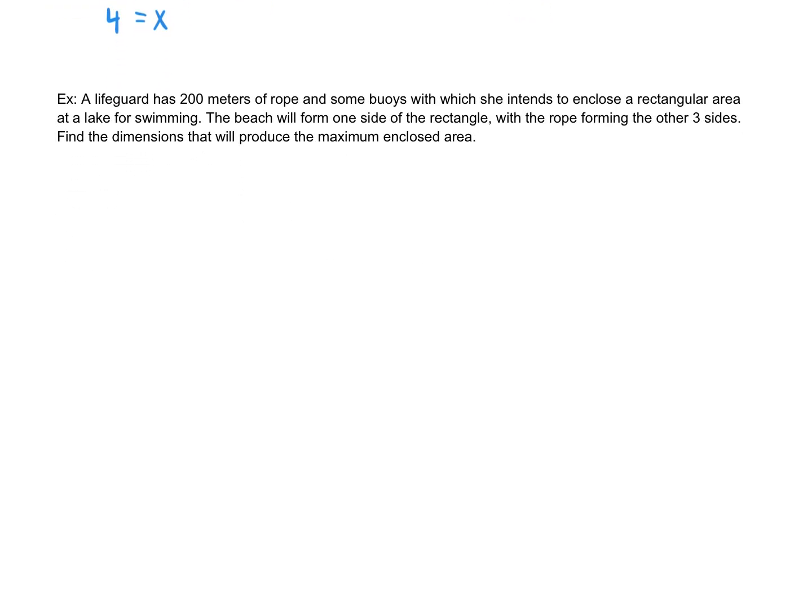Final example, also coming from grade 10, but now we have our calculus twist. A lifeguard has 200 meters of rope and some buoys with which she intends to enclose a rectangular area at a lake for swimming. The beach will form one side of the rectangle, with the rope forming the other three sides. Find the dimensions that will produce the maximum enclosed area.